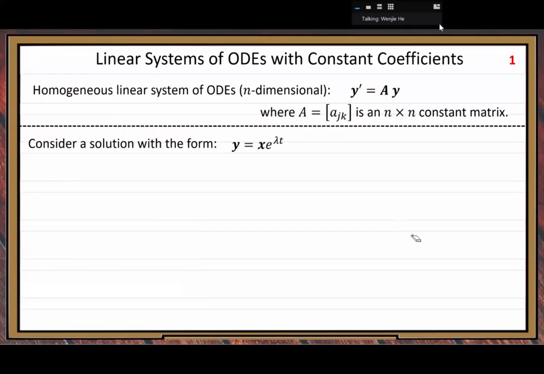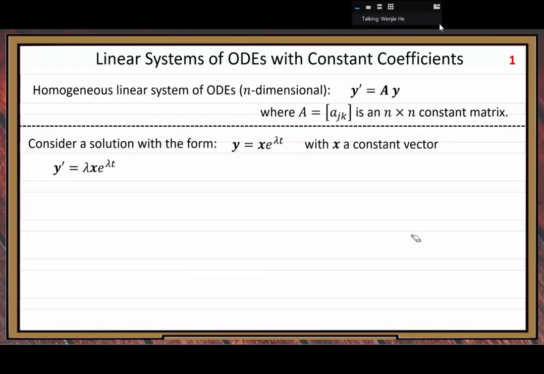Based on our experience from part A, we know the basic structure. We can describe one typical solution. Here, this is a typical solution: y equals x vector, the eigenvector, right? So x vector times e to the lambda t. That's the typical solution. It should be in this form.